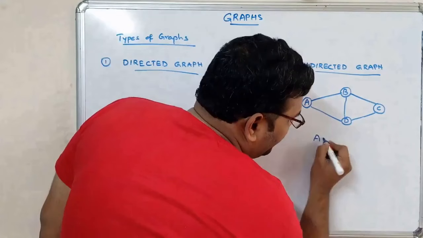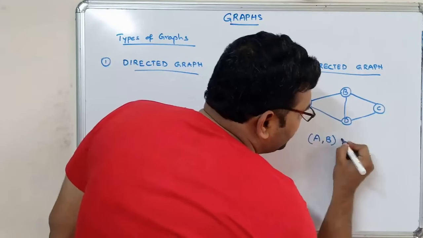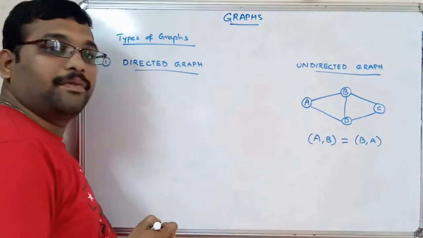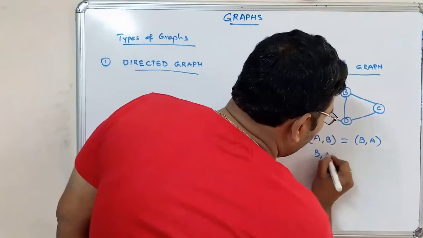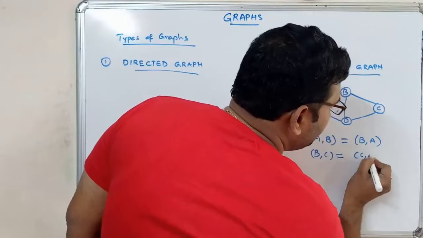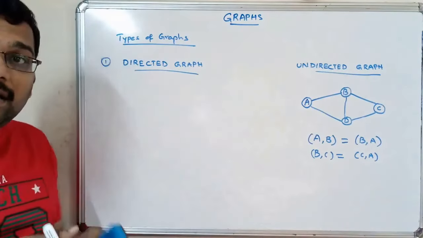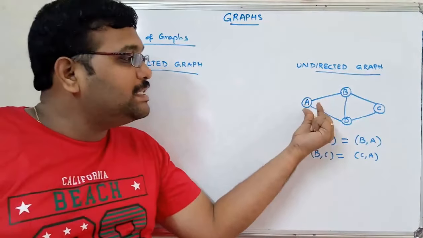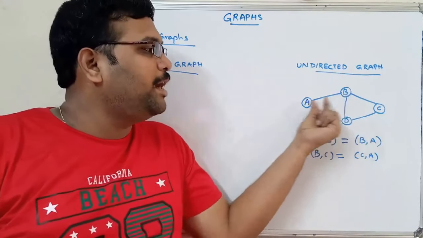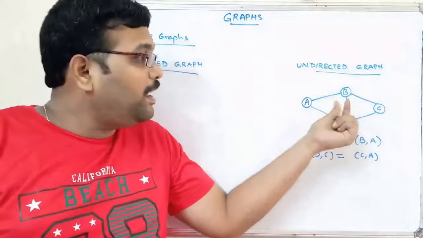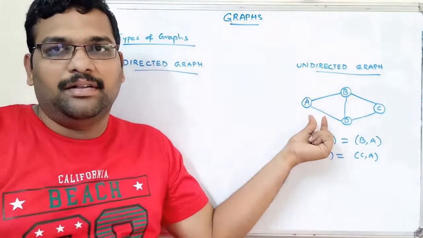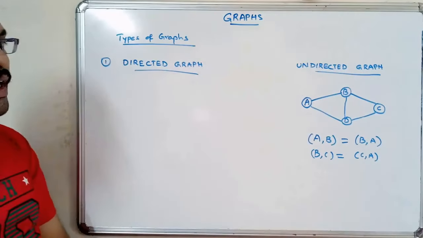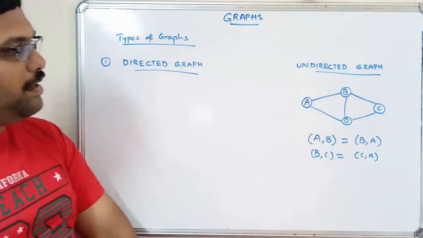So here, A comma B is equal to B comma A. Similarly, B comma C is equal to C comma B. That means there is no direction specified in this graph. A to B is one traversal and B to A is another traversal, so in both the directions we can travel.